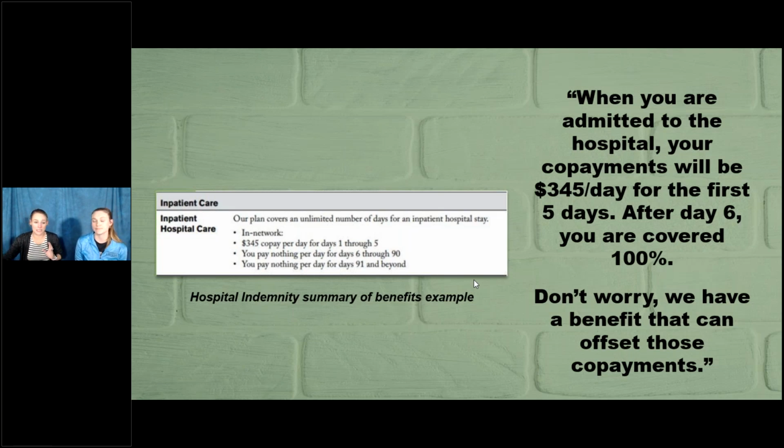Sadie, if you end up staying in the hospital, for the first 4 nights you have a $250 a day copay. Again, I take care of you holistically. If you don't like that, I have something that can help offset that cost. You keep doing that throughout the Medicare Advantage sale, talking and alluding to the hospital indemnity plan. By the end of that presentation, you don't even have to bring it up.